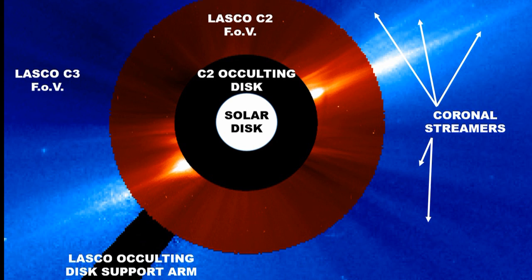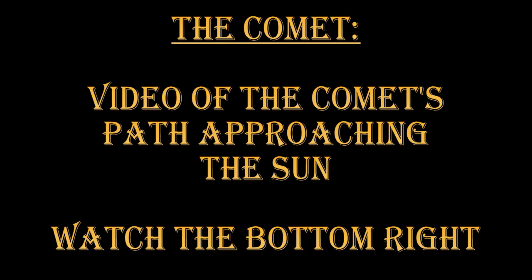And the blue area around that is the field of view of the LASCO C3 instrument. The dark line at the bottom left, which sometimes appears at the top right, is the occulting disk support arm for C3. And you can see some solar features here. These bright streaks are coronal streamers. These are magnetic structures that stretch out into interplanetary space. Now let's take a look at the event itself.